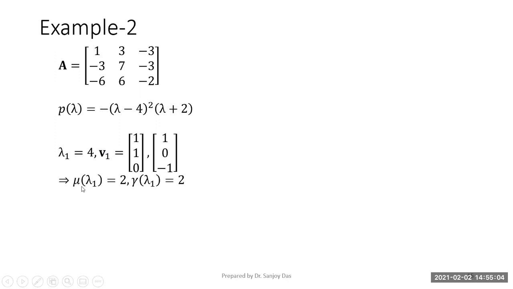So for lambda 1, mu of lambda 1, the algebraic multiplicity, is 2, and the geometric multiplicity is also 2. Here, the algebraic and geometric multiplicities of this eigenvalue are both 2, they're equal. And of course, lambda 2 is negative 2, and we can find the corresponding eigenvector (1, 1, 2). Its algebraic and geometric multiplicities are both 1.